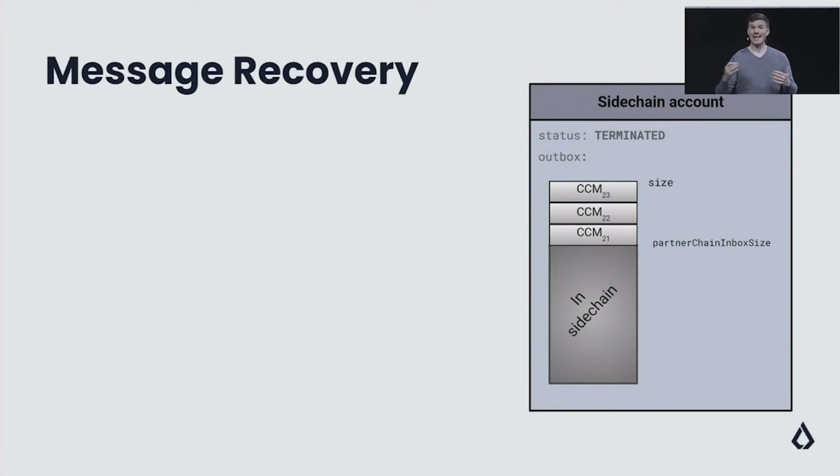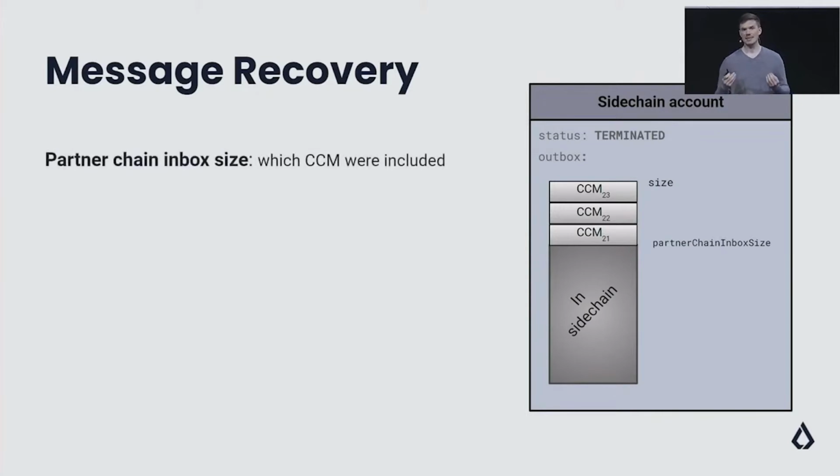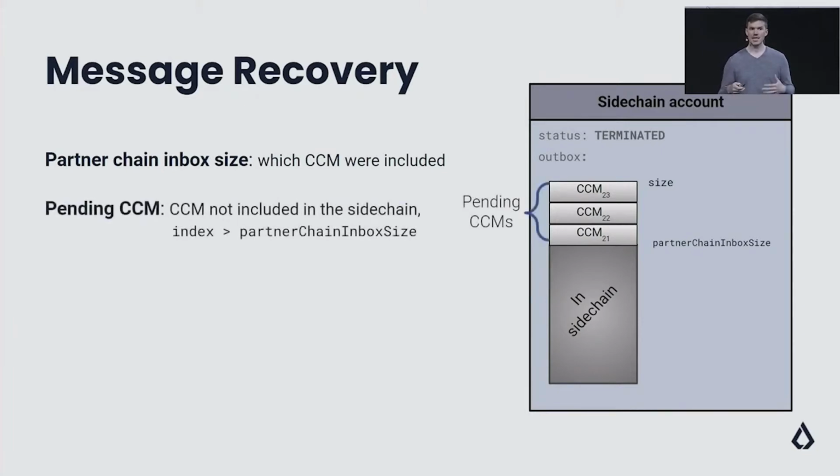However, you can see that this has a certain latency. It's like sending a letter to a friend. You put the letter in the mailbox, but it doesn't magically appear at your friend's house. And so it could be that you have certain letters which are still stuck in the mailbox, even when the sidechain is terminated. And this is given by this property, the partner chain inbox size, which acknowledges which messages were included in the sidechain and reported as included. And so all messages which have been sent afterwards are considered pending, and those ones can be recovered.